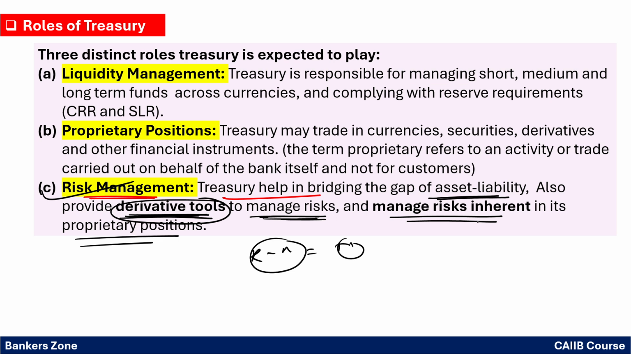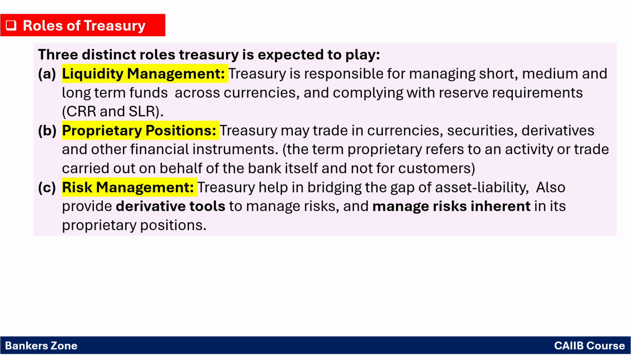Apart from that, if you take a proprietary position, that means if you have invested, obviously by default there is a risk involved. That is what inherent risk means. To manage that inherent risk, treasury does the work. Okay. So simply, what are the roles of treasury? To manage the liquidity, to have the proprietary position so that we can earn the profit, and risk management. So these are the important roles of a treasury.